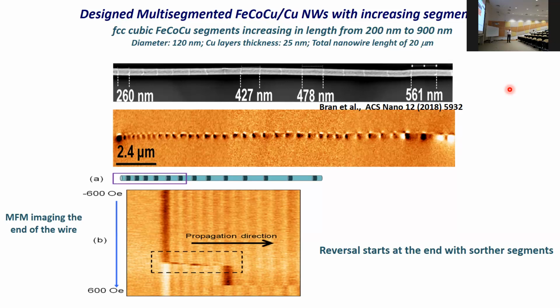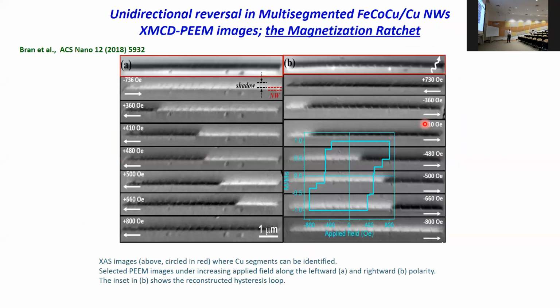You see, this is a magnetic force image in the remanent state. And then we proceeded with the synchrotron measurements again, and you see, under a magnetic field of minus 700 Oersted, the white contrast indicates that it is practically saturated in one direction. Then we remove the applied field and we apply an increasing positive field, and the magnetization reverses in a discontinuous way, stops in this local position of the copper. See? But interestingly, this reversal process starts at the end where we have smaller magnetic segments.